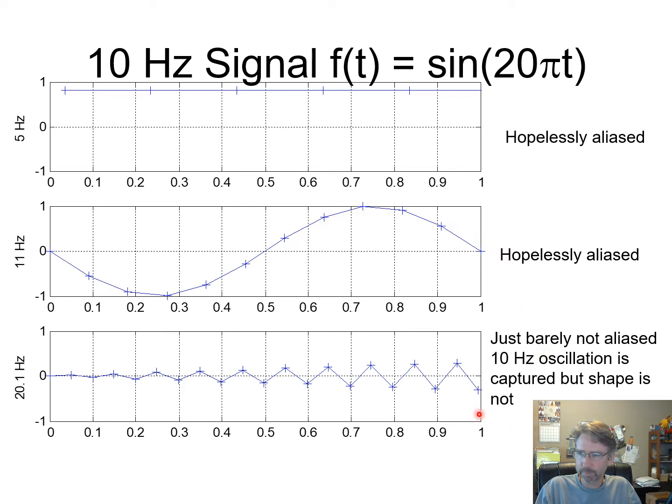20.1 hertz is not aliased. It doesn't look good. It's not a good, smooth representation of the original sine wave, but what it captures is the 10 hertz oscillation. So this signal oscillates at 10 hertz, which is the definition of good enough. So it doesn't catch the high values or the low values, but it's not aliased.